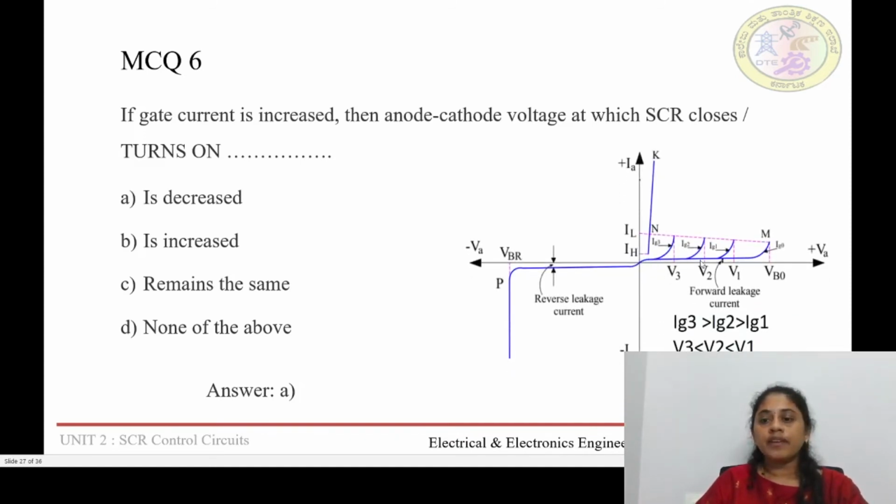You can observe here in gate triggering, with the increase in gate current, the breakover voltage at which it turns on reduces. With a decrease in the gate current, the amount of breakover voltage required is increased. So as you increase the gate current, the anode cathode voltage required reduces. That is the answer. The anode cathode voltage required reduces with increase in gate current. So the answer is A.